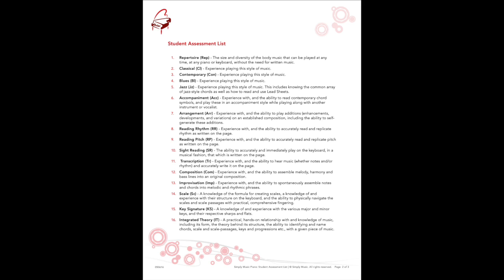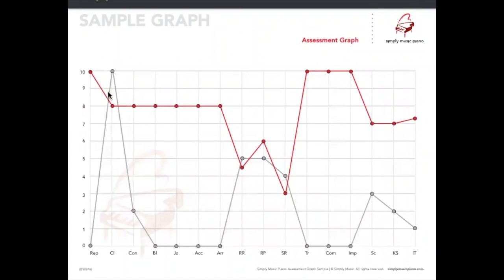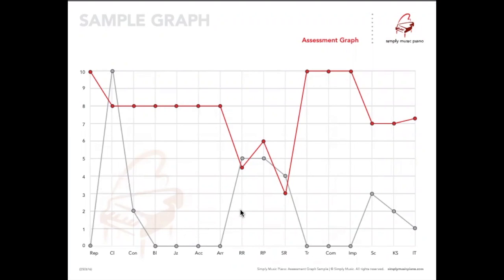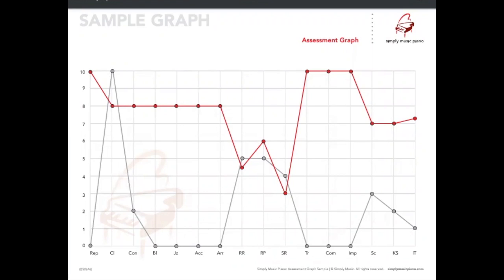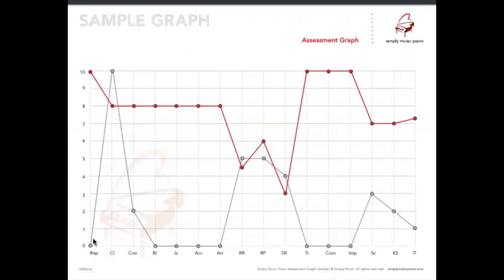So if you go back here, the red graph line here represents Simply Music students, and then the gray is what Neil put in as a typical traditional student, what the typical experience might be. Repertoire is typically, they don't have a large repertoire of songs that they can play without needing music in front of them. And then, so we're on the other end of the spectrum there. We make sure we have a large repertoire at all times. And then, of course, classical music is often the sole focus in traditional lessons.